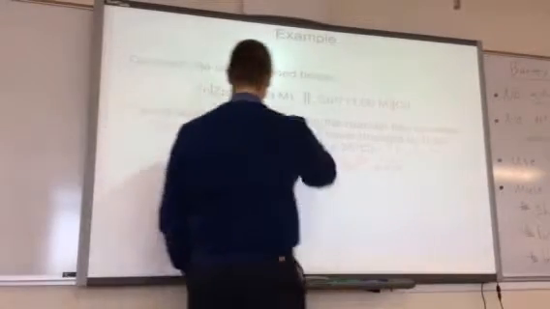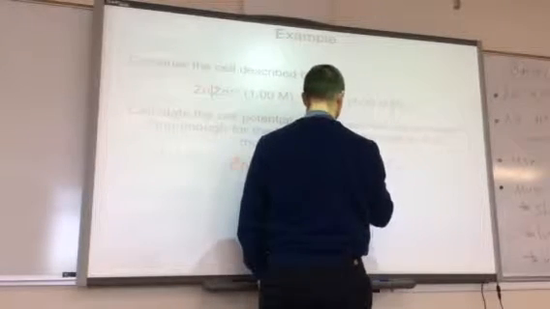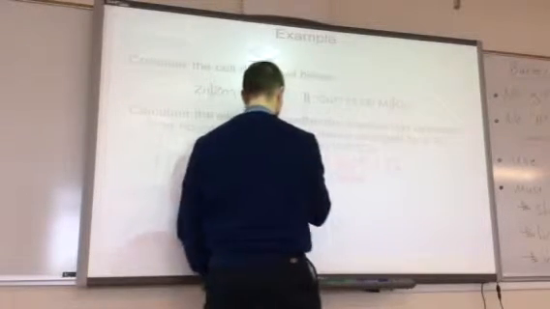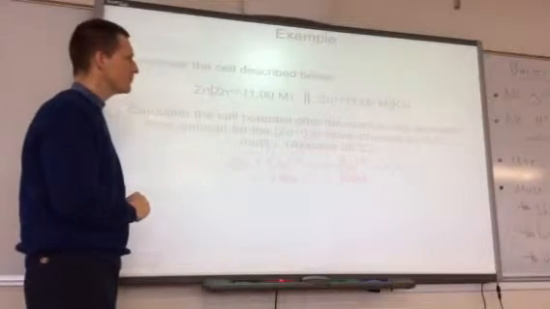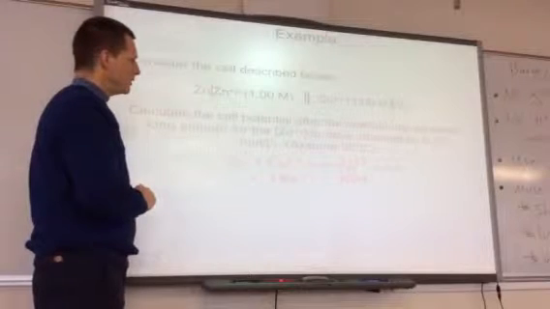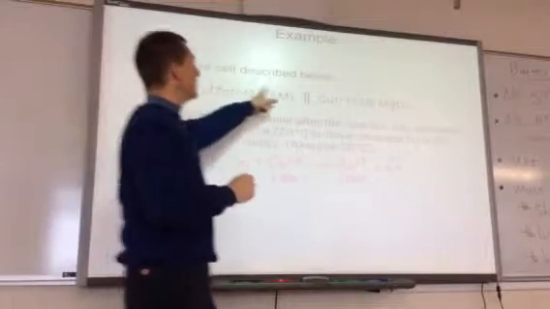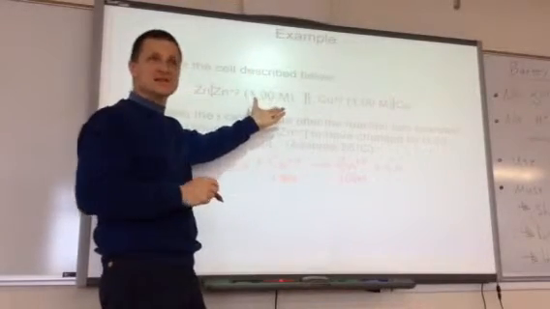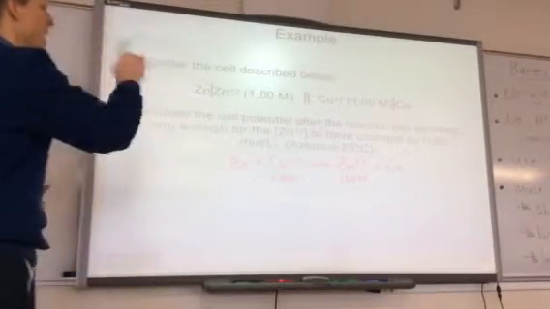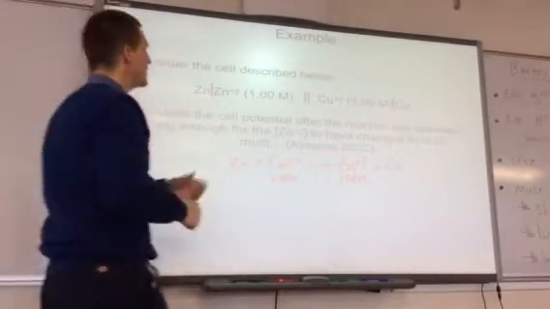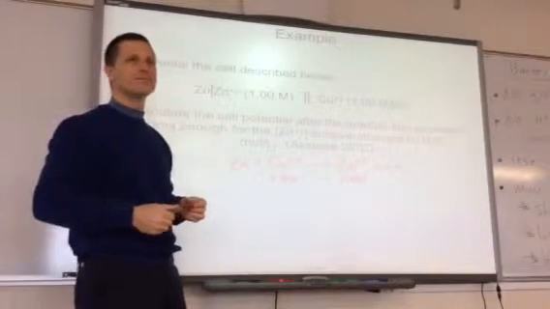So up here it says that we're starting with the zinc ion having a 1 molar concentration, and the copper ion to begin with having a 1 molar concentration. Calculate the cell potential. Now at the beginning we had standard conditions, but they never asked us what the standard cell potential was. It says, what is the cell potential after the reaction has operated long enough for the zinc concentration to have changed by 0.2 moles per liter.